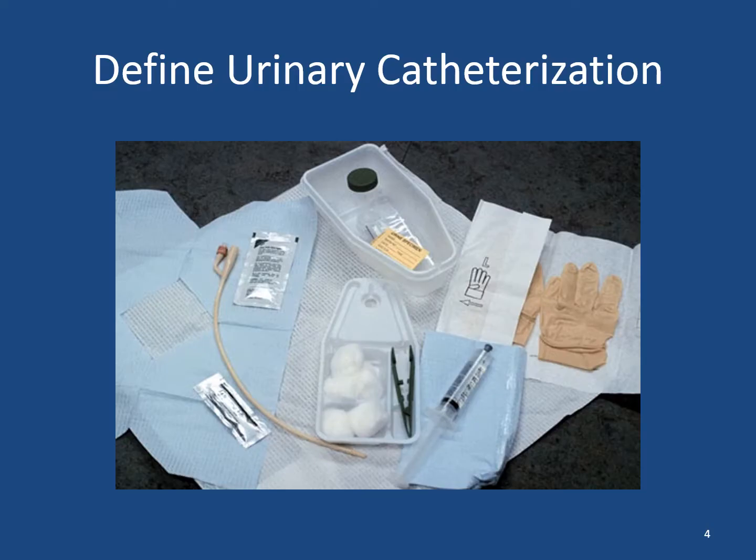What is the definition of urinary catheterization? Urinary catheterization is the introduction of a catheter, which is a pliable tube, through the urethra into the urinary bladder for the purpose of withdrawing urine.